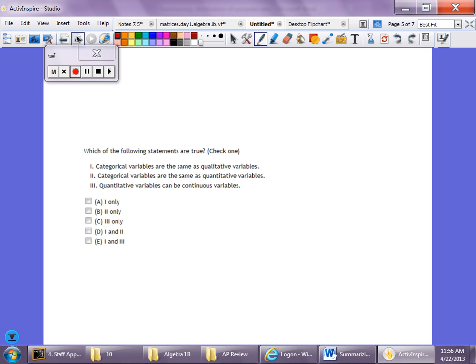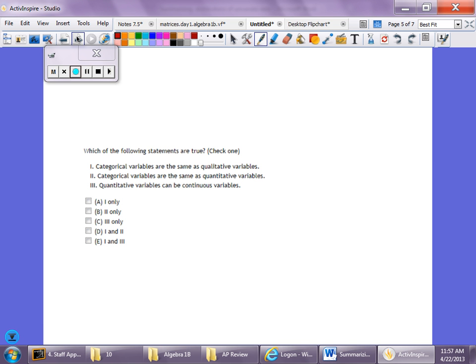Alrighty. Next. Which of the following statements are true? Remember, we're going to see a bunch of these. 1, 2, and 3. And 1 only, 2 only, 1 and 3 only. Categorical variables are the same as qualitative variables, so we need some vocabulary here. Categorical variables measure characteristics that are not quantitative. Okay? Qualitative variables, categorical variables and quantitative variables. Well, I know quantitative variables.